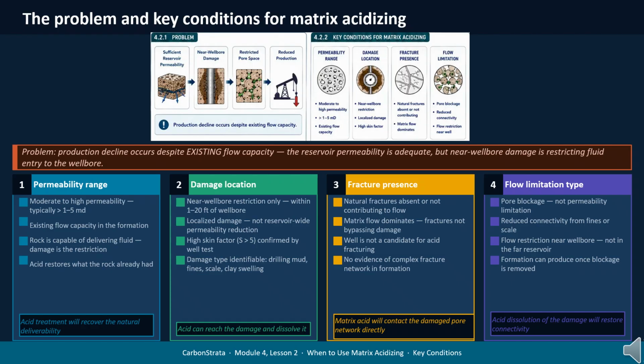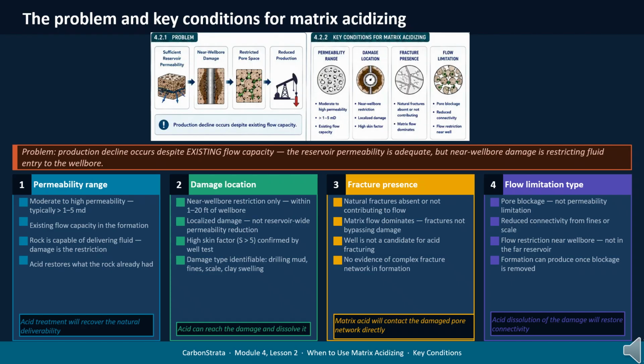Second block. Damage location. The restriction must be close to the wellbore. Within reach of the treatment. If the damage sits deeper, acid will not contact it. Third block. Fracture presence. If fractures dominate flow, acid will bypass the matrix. So matrix damage remains untreated. In that case, this method is ineffective.